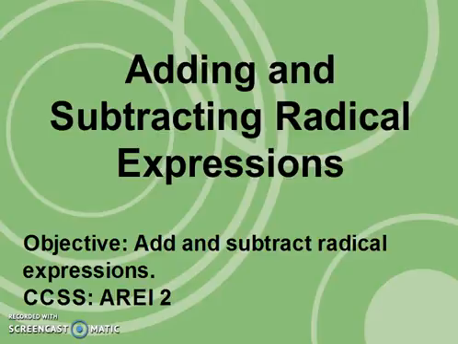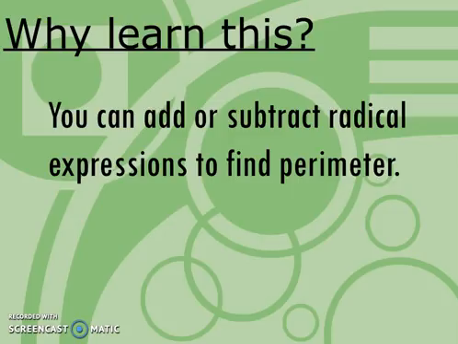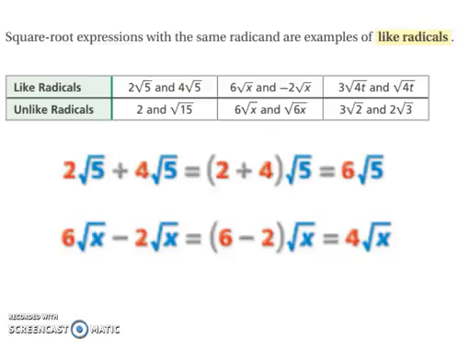Adding and subtracting radical expressions. Our objective is to add and subtract radical expressions. Why learn this? You can add or subtract radical expressions to find perimeter. So let's look at like radicals and unlike radicals.